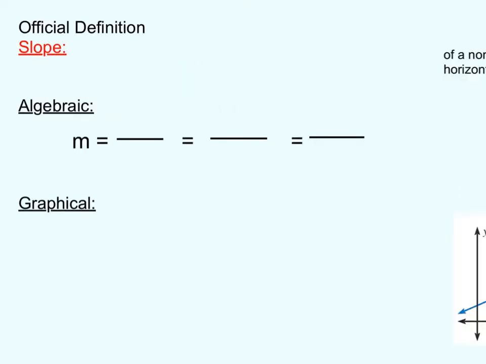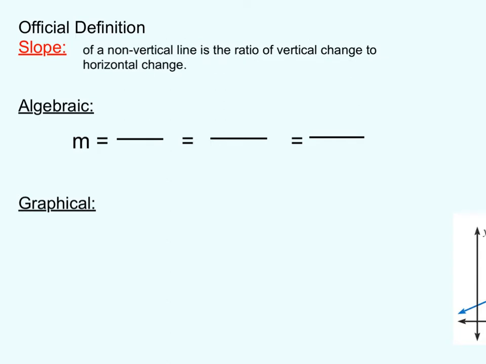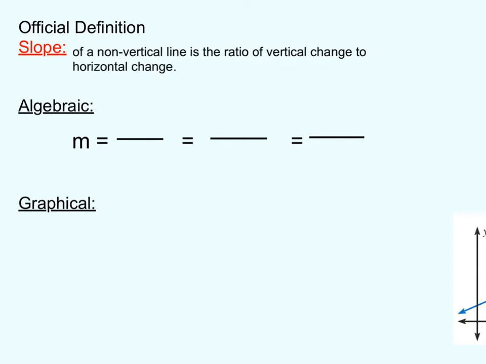All right, first of all, slope, here's the official definition. And when I look at that, it says the slope of a non-vertical line. Now I actually don't like this word non-vertical because I think if you know how slope works, you can also do vertical lines in this slope. But the definition of slope of a non-vertical line is the ratio of vertical change to horizontal change.